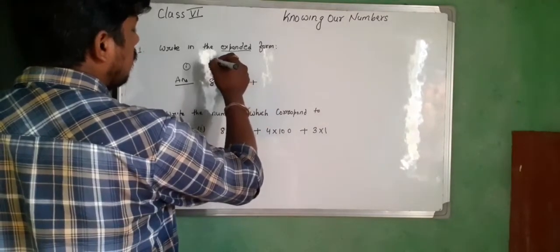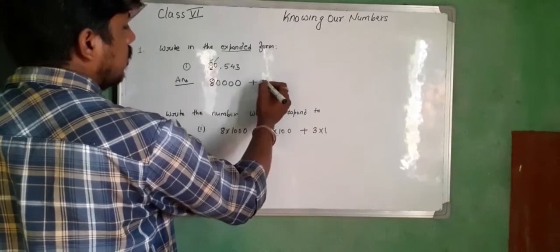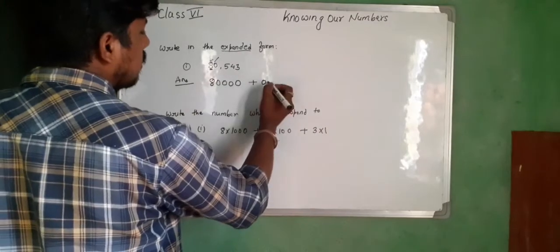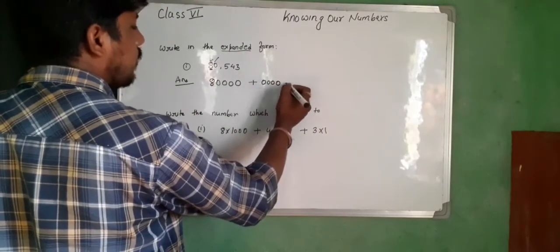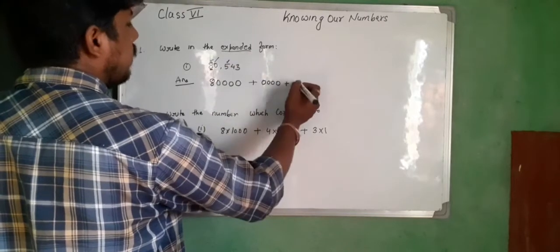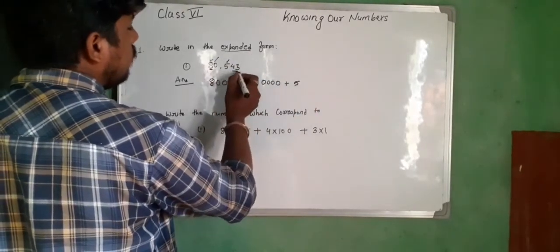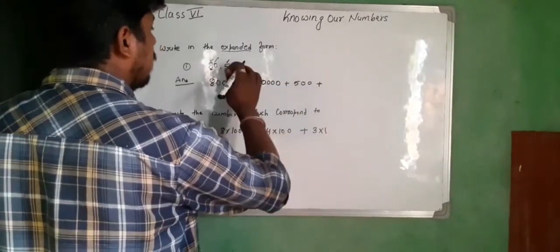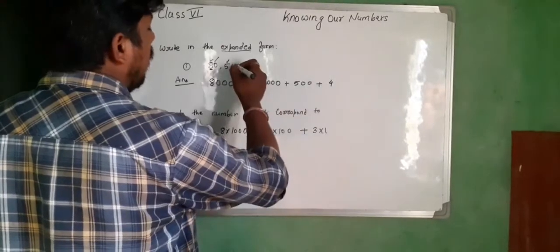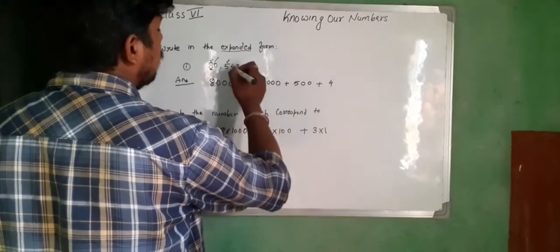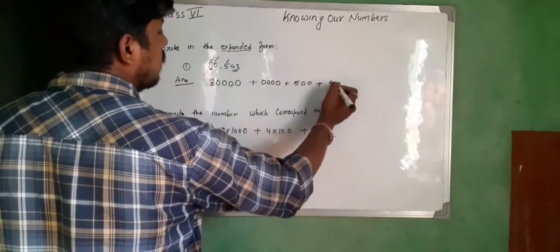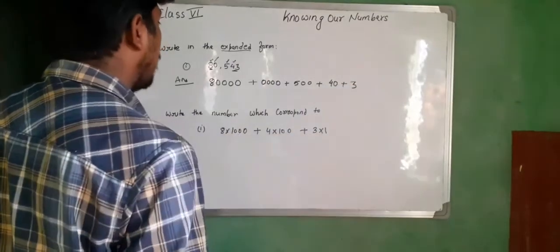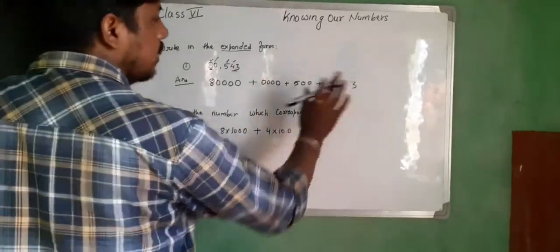Now 8 is done. Now it's 0's turn, write down 0. After 0 how many digits are there? 3 digits, so put 3 zeros, plus, now write down 5. After 5 there are 2 digits, so put 2 zeros, plus 4. After 4 one digit is there, so 1 zero, plus 3. After 3 no digit is there, so 3 will remain.